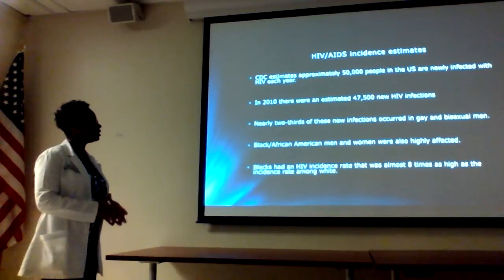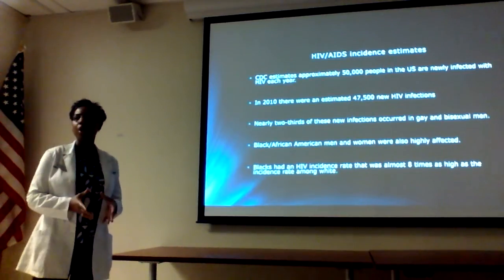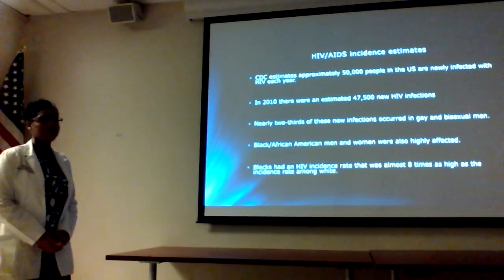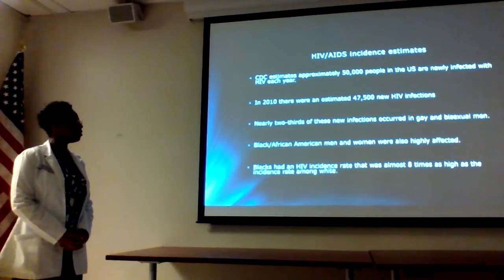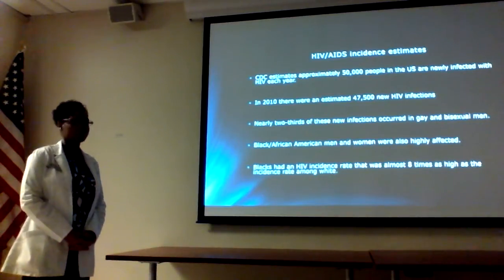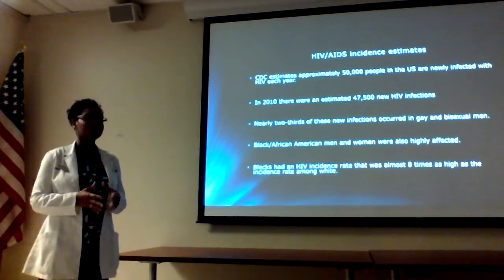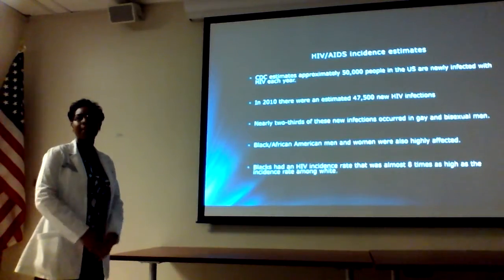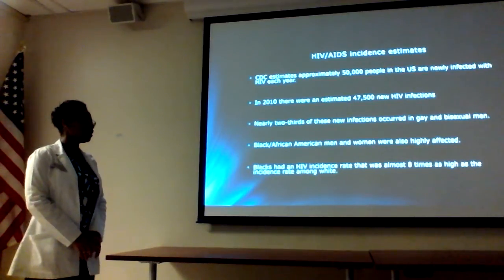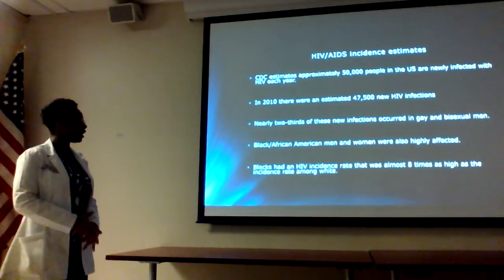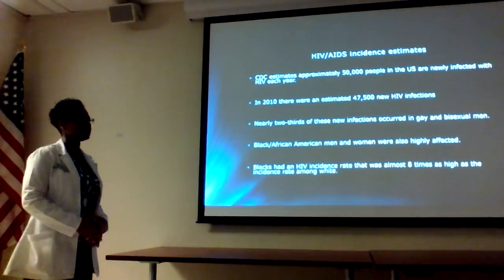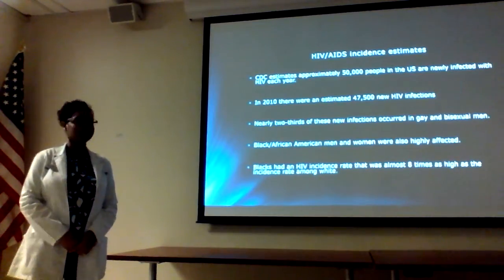HIV/AIDS incidence. The CDC estimates approximately 50,000 people in the United States are newly infected with HIV each year. In 2010, there were an estimated 47,500 new HIV infections. Nearly two-thirds of these new infections occurred in gay and bisexual men. Black African American men and women were high on the chart, and blacks had an HIV incidence rate almost 8 times as high as the incidence rates among whites.